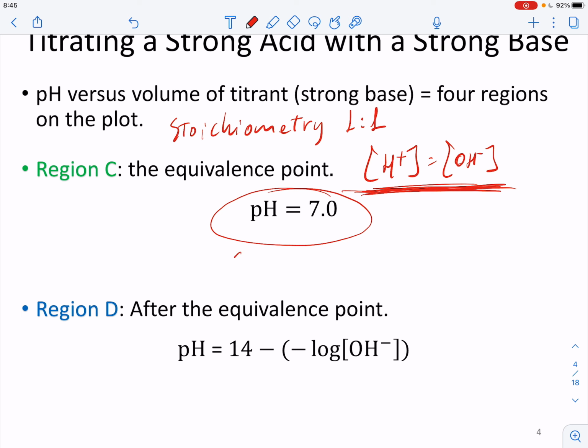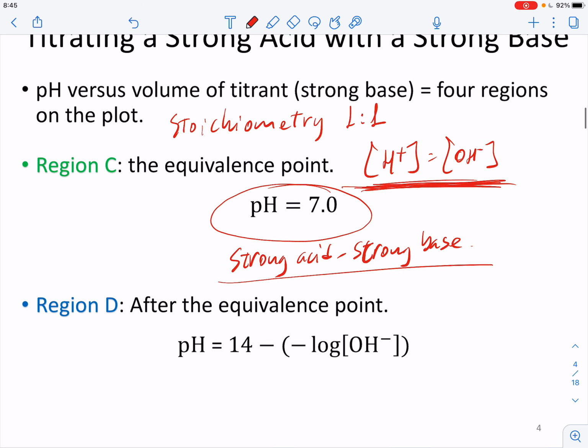Just to make sure, this is when you have a strong acid, strong base combination. Whether you are titrating an acid with a strong base, a strong acid with a strong base, or you are titrating a strong base with a strong acid. So when you have this situation, then at the equivalence point, the pH is going to be equal to 7.